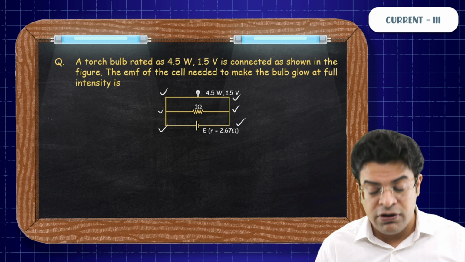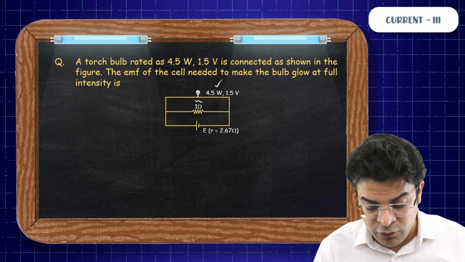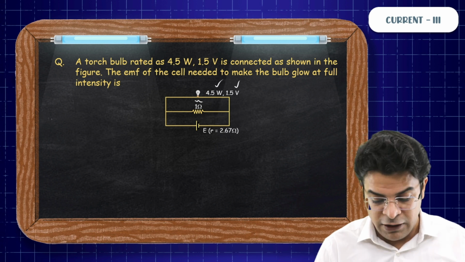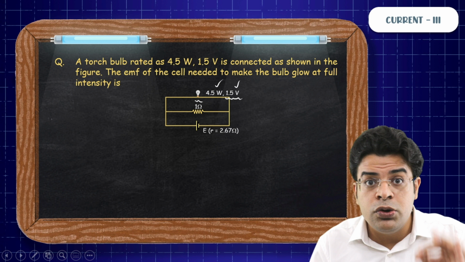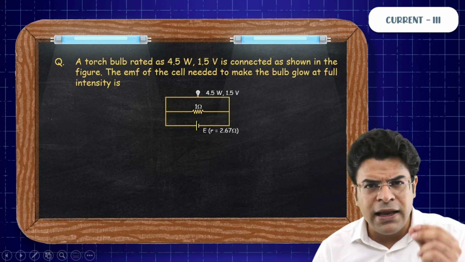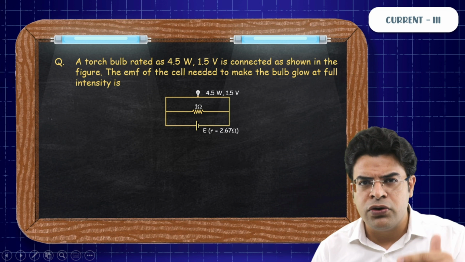Now, if you want this bulb to work properly and it is rated at 4.5 watt, 1.5 volt, what is the meaning of this? This means that when connected across a potential drop of 1.5 volt, it will consume a power of 4.5 watt. So can you tell me how much current has to be flowing through the bulb at its rated voltage?